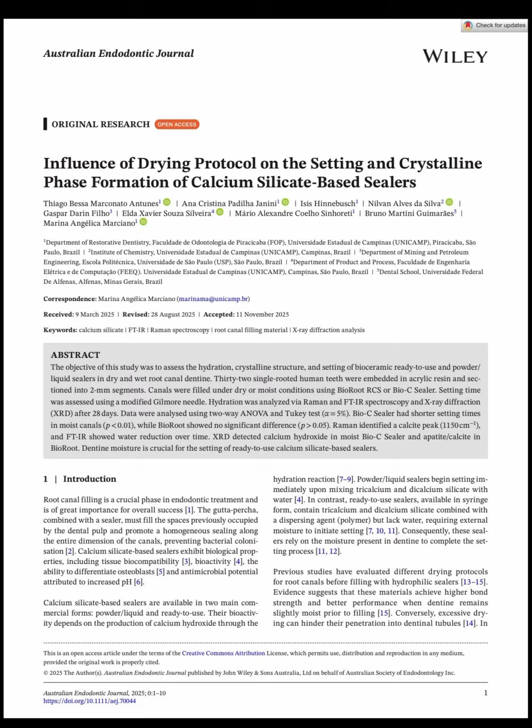Then they used different tests to evaluate the setting of the material. Setting time tests using a modified Gilmore needle, and this test determined how long it takes for a material to harden. A needle with a 1 mm tip was applied to the sealer surface every 10 minutes, and complete setting was recorded when the needle no longer left a visible indentation.